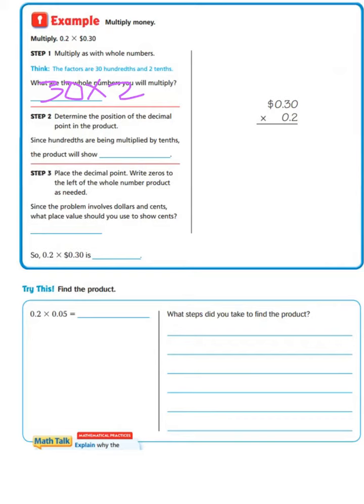Well, using our mental math that we learned earlier this year, we can multiply these two factors in our head because we know that 3 times 2 equals 6, and we need to add 1 zero. So we can place our 60 underneath our multiplication problem to our right. Now, let's take a look at step 2. It says to determine the position of the decimal point in the product. Since hundredths are being multiplied by tenths, the product will show thousandths.